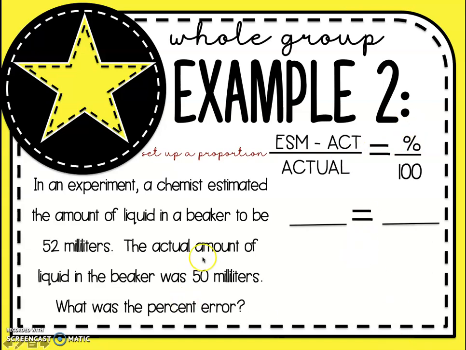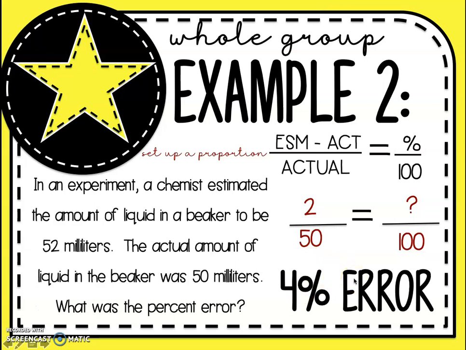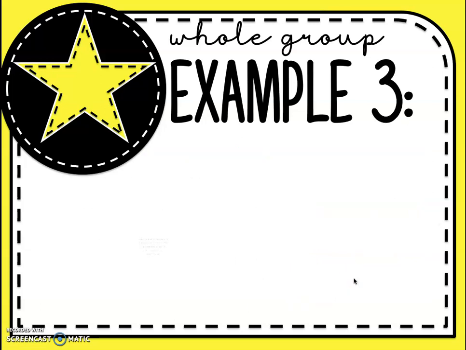So fill in what we know. We know that the actual amount in the beaker was 50 milliliters. We know that percent's always out of 100, so we can fill in the 100 spot. Our percent is the question mark because we're calculating the percent error. And the difference between the estimated and the actual, 52 minus 50, is 2. So that goes right here. Now we're going to cross multiply: 2 times 100 is 200, and then we divide out our 50, and we get a 4% error. All right, one more example.